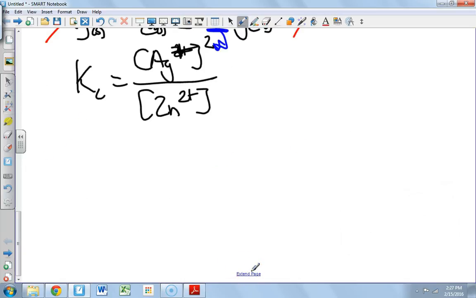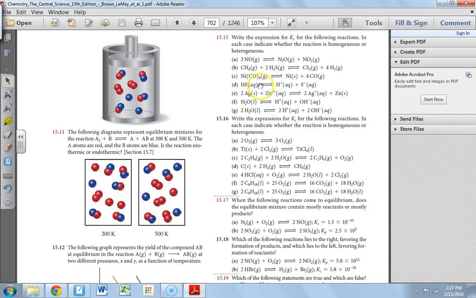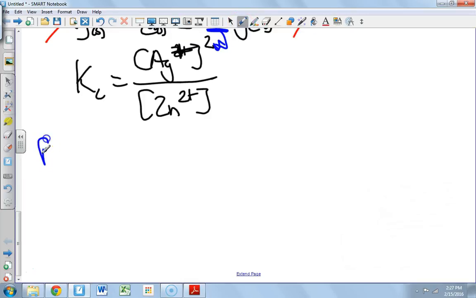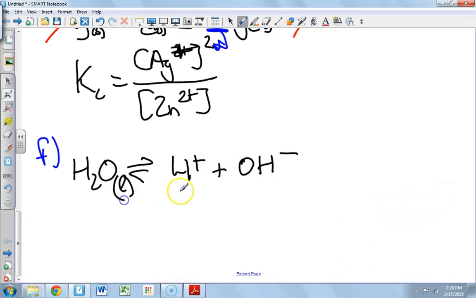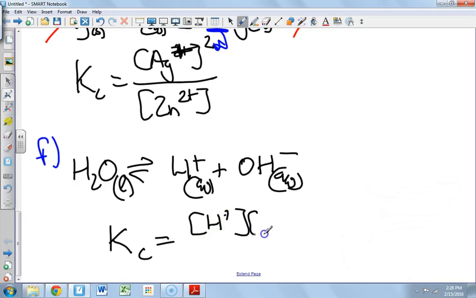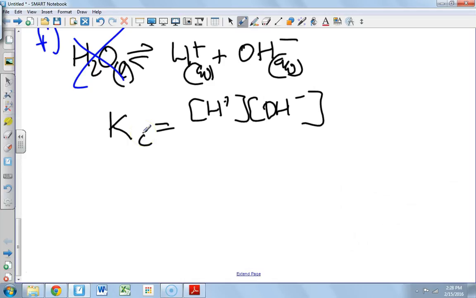Now F. We have water decomposes, or ionizes. So it's H2O in equilibrium with H plus plus OH minus. This was a liquid, and these were aqueous ions. So when we do this, Kc equals the products, the concentration of H plus times the concentration of OH minus. Water is a liquid, so it's heterogeneous. We don't write that as part of our equilibrium constant expression. Kc is products over the reactants, and we only use aqueous solutions and gases.